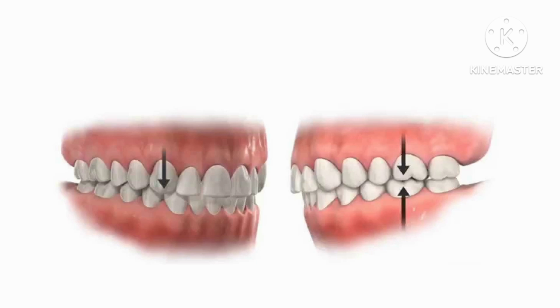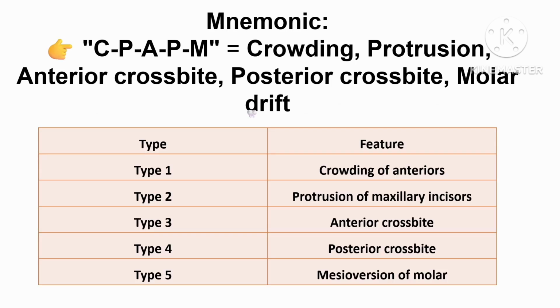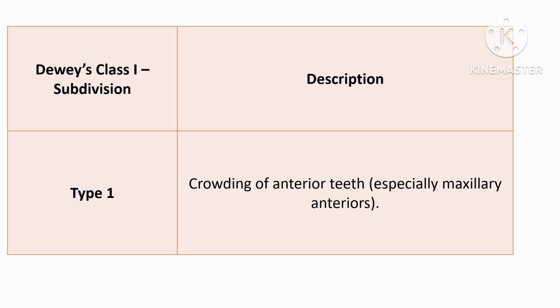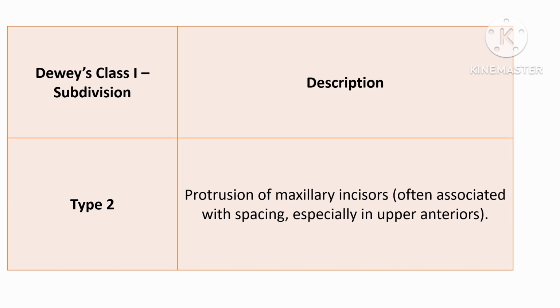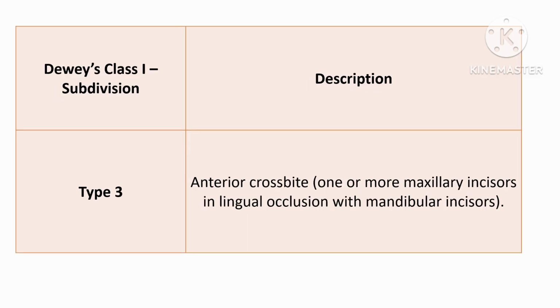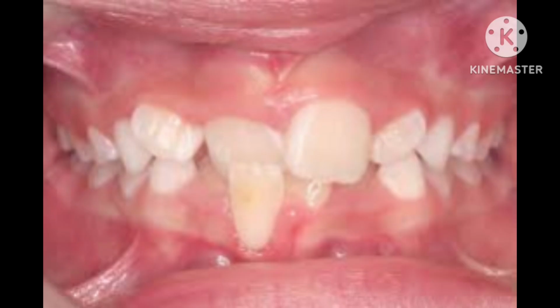Dewey modified the Class 1 malocclusion definition given by Angle. He described 5 types of Class 1 malocclusion, and type 1 is crowding of anterior teeth, usually the maxillary incisors. In type 2, there is protrusion of maxillary incisors, often with spacing. Type 3 is anterior crossbite, where the maxillary incisors occlude lingual to the mandibular incisors.